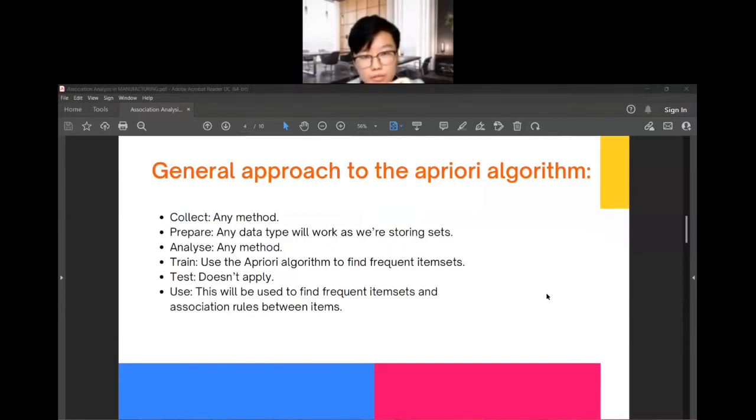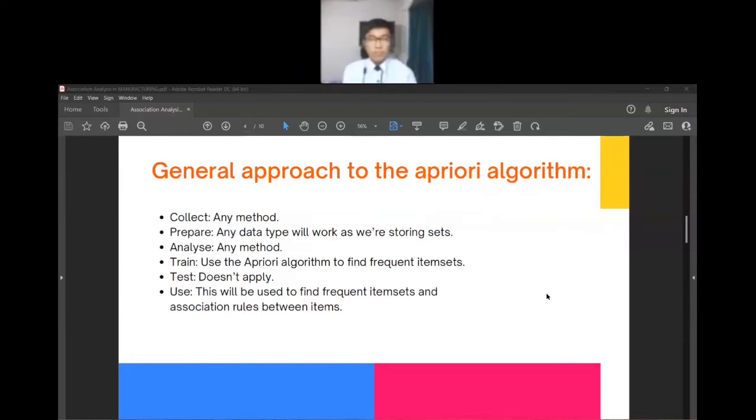For now, I would like to talk about the general approach to the Apriori algorithm. There are six general approaches here, which are collect, prepare, analyze, train, test, and use. For the train approach, we will use the Apriori algorithm to find the frequent item sets.